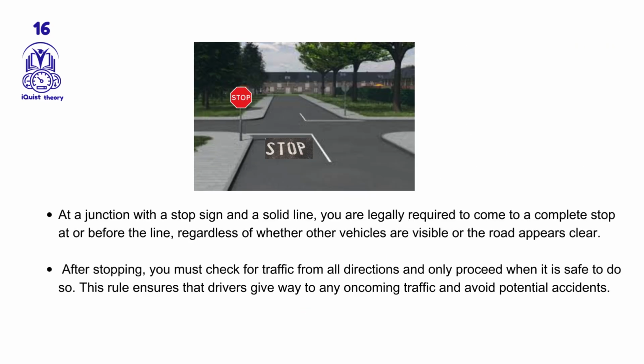At a junction with a stop sign and a solid line, you are legally required to come to a complete stop at or before the line, regardless of whether other vehicles are visible or the road appears clear. After stopping, you must check for traffic from all directions and only proceed when it is safe to do so. This rule ensures that drivers give way to any oncoming traffic and avoid potential accidents.